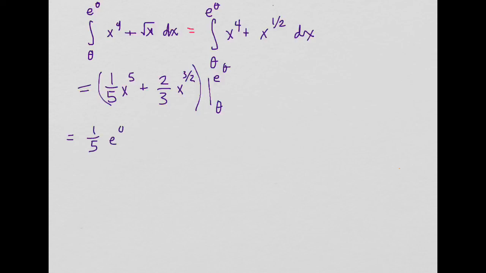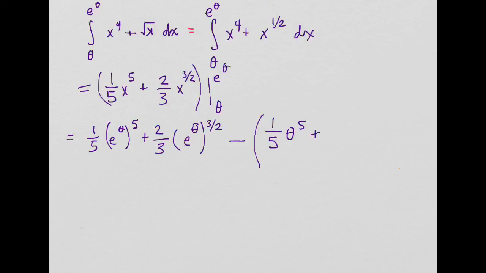1/5 e to the theta to the fifth plus 2/3 e to the theta to the 3/2 minus 1/5 theta to the fifth plus 2/3 theta to the 3/2. Okay, so make sure that you put these in parentheses whenever you're subtracting the whole thing. But this is it. I mean, you could simplify it, but we don't really have anything. But that's all you have to do if your limits are weird. You don't have to do anything else.